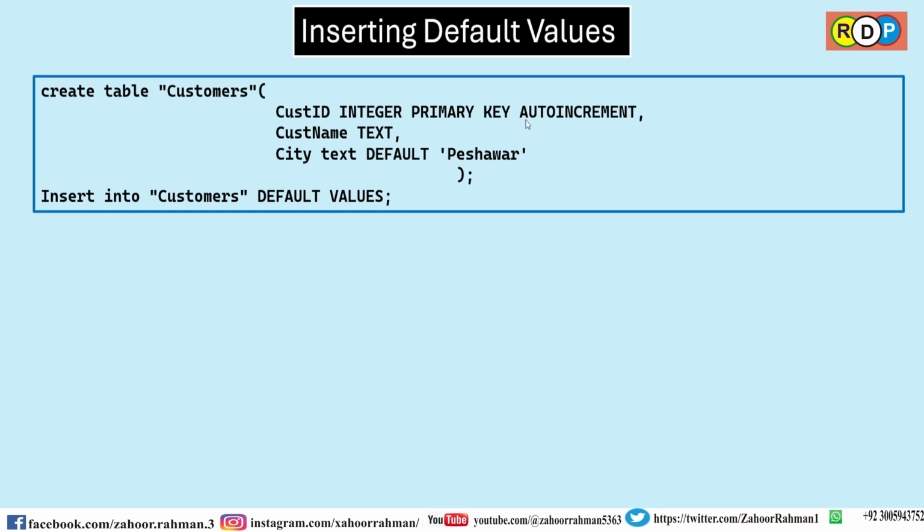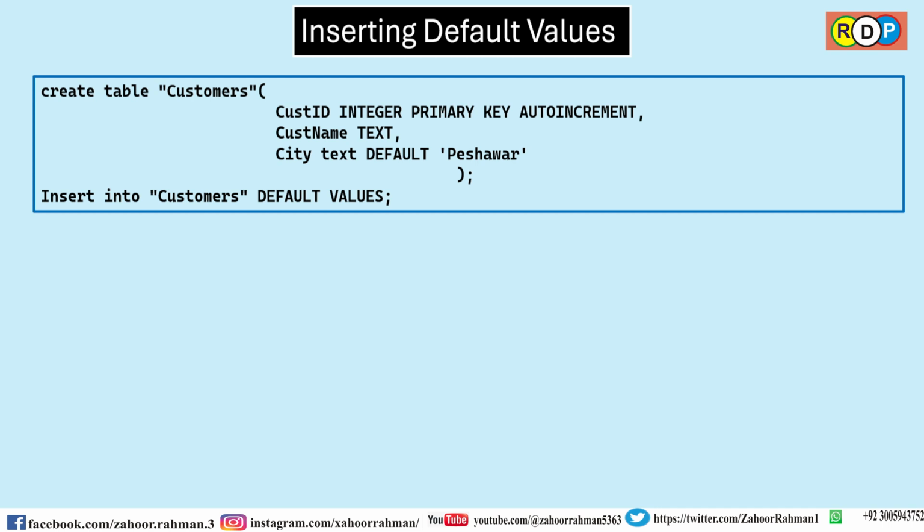Whenever we insert a record, automatically the customer ID will be inserted as 1, 2, 3, 4, 5, and so on. The second field is customer name, whose data type is text. The third is city, and that has the default value Peshawar. Now if you want to insert this default value into a table, then you have to use insert into customers default values, and this will insert Peshawar for every newly entered record.